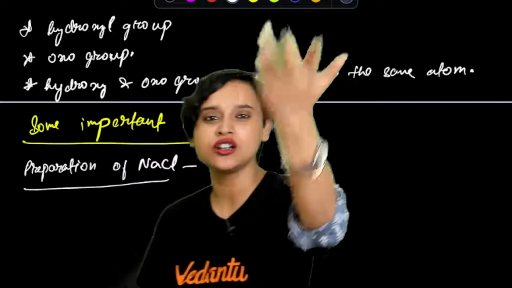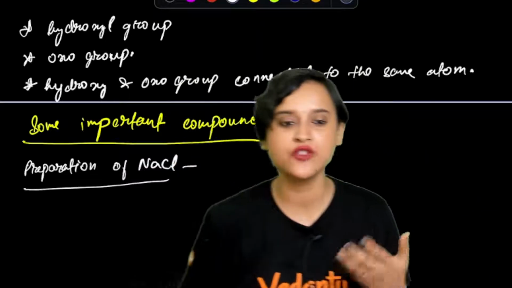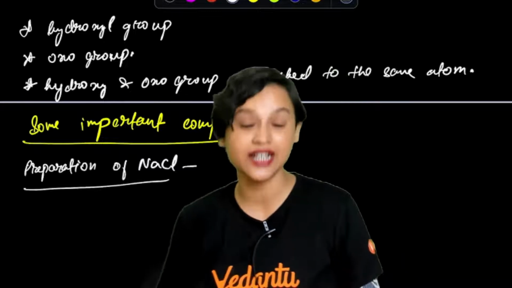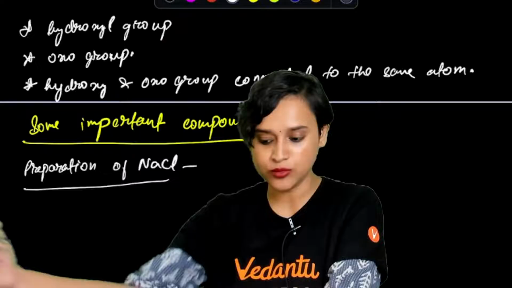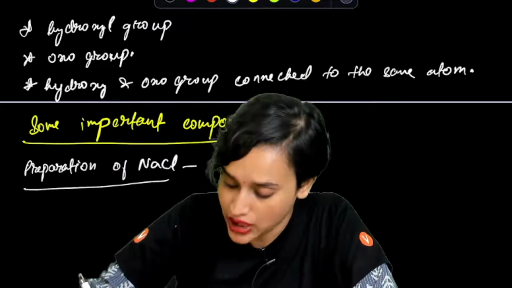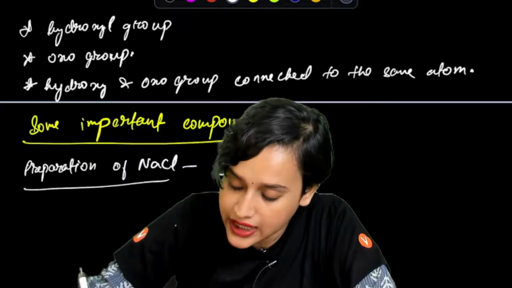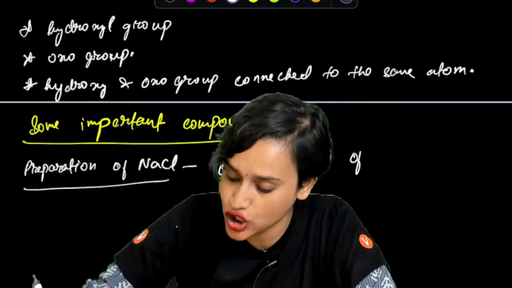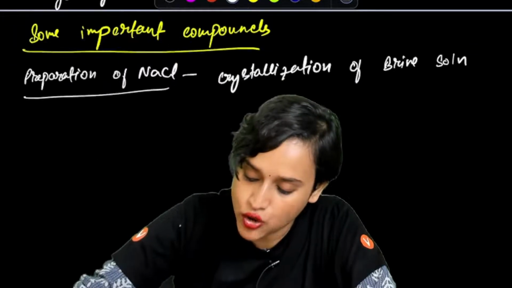Evaporation of seawater will give you sodium chloride, isn't it? But is that why we are studying? No. In laboratory, you can also prepare sodium chloride by crystallization of brine solution. Crystallization of brine solution will definitely give you sodium chloride.